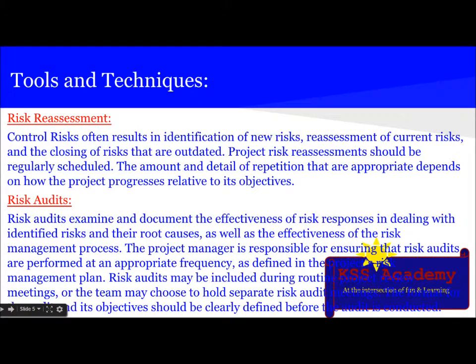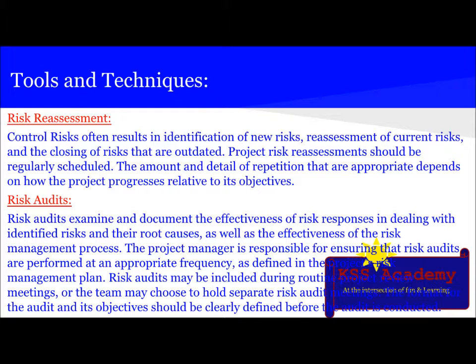Let's learn about the tools and techniques. The first technique is risk assessment. Control Risks often results in identification of new risks, a reassessment of current risks, and closing of risks that are outdated. Project risk assessment should be regularly scheduled. The amount and detail of repetition that are appropriate depends on how the project progresses relative to its objectives.